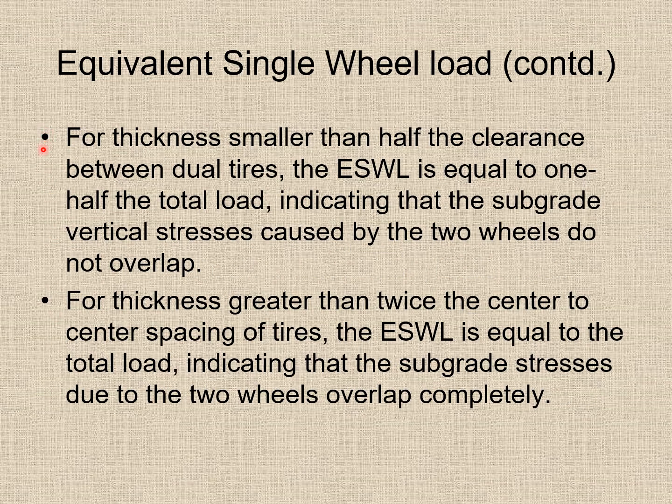For thickness smaller than half the clearance between dual tires, the equivalent single wheel load is equal to one half of the total load, indicating that the subgrade vertical stresses caused by the two wheels do not overlap. For thickness greater than twice the center to center spacing of tires, the equivalent single wheel load is equal to the total load, indicating that the subgrade stresses due to the two wheels overlap completely.